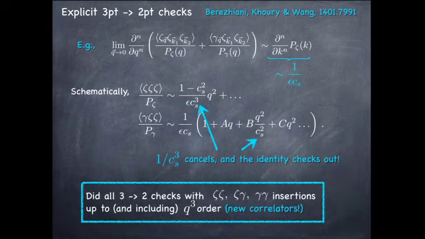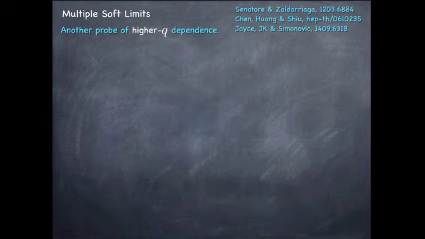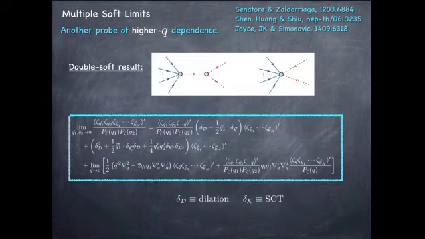And so Lasha and Jumpu did all these checks. So all the 3 to 2 checks up to q to the 3. Okay? And so that's very nice. So it works. Okay? Then another thing you can do is to do multiple soft limits.